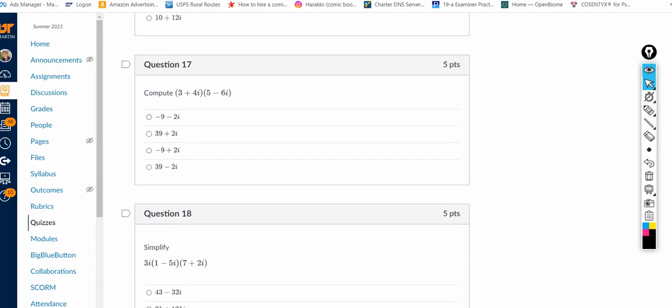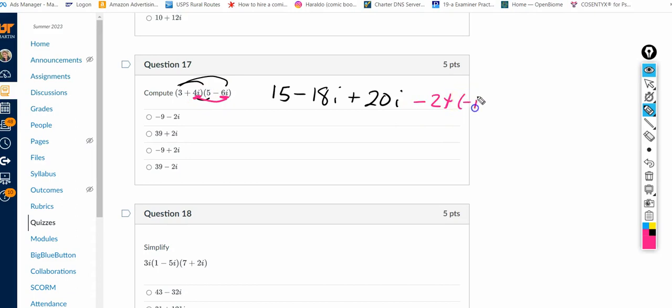All right, I'm going to have to FOIL. 3 times 5 is 15. 3 times -6i is minus 18i. 4i times 5 is 20i. And then for this one, 4i times -6i, do the numbers first. 4 times -6 is -24. And then you have i times i, which is i squared, which is -1.